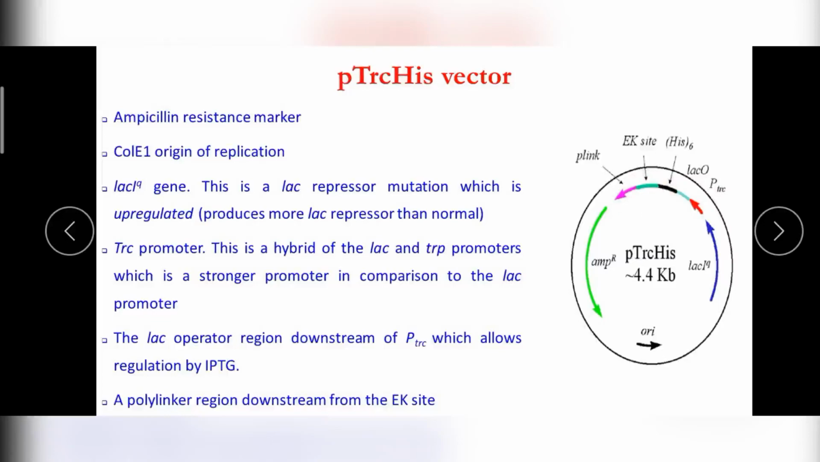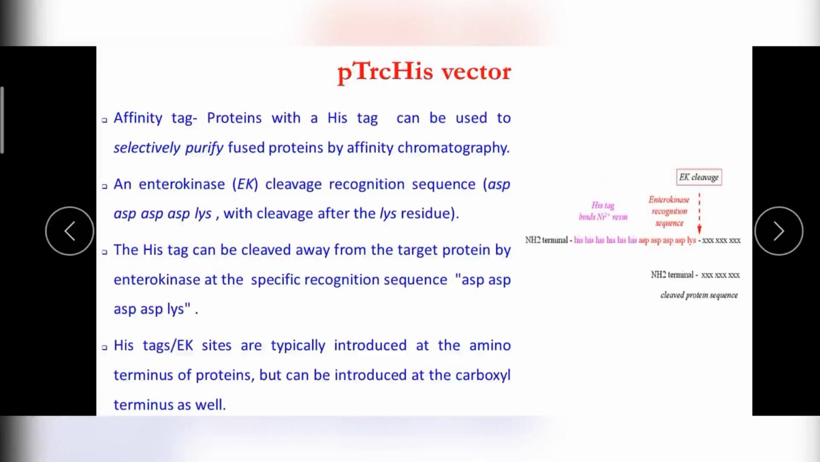EK means enterokinase enzyme, and P-link means polylinker site. At this polylinker you will be cutting the vector and inserting our desired gene. If you see this affinity tag, it is the histidine tag. Due to this tag you can easily purify the fused proteins by affinity chromatography.